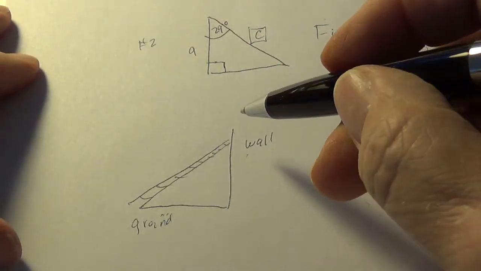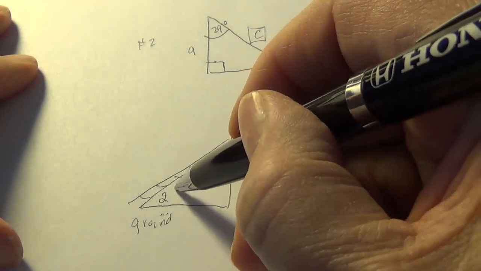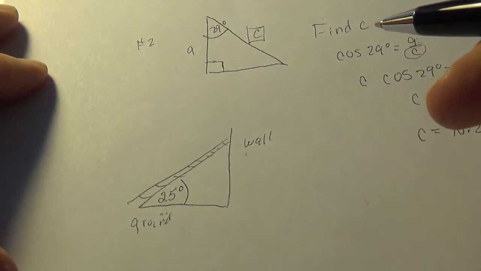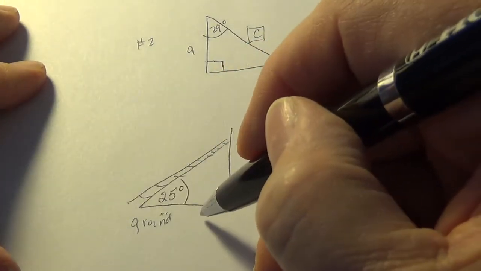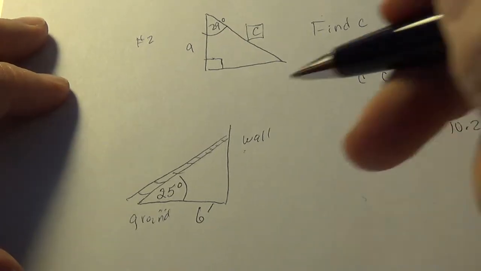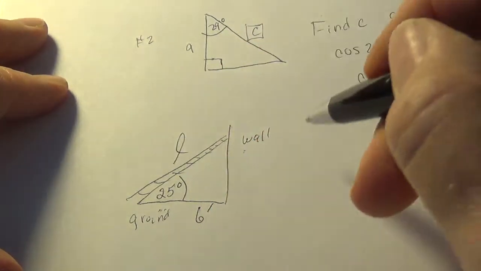Let's say I can measure the angle that the ground makes with the ladder to be 25 degrees. And I know that the base of the ladder is 6 feet from the wall. So my question is, how long is the ladder?